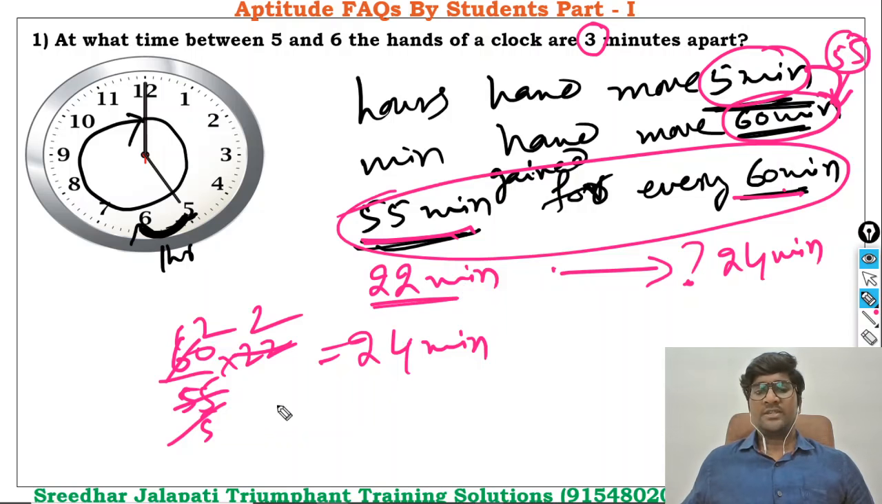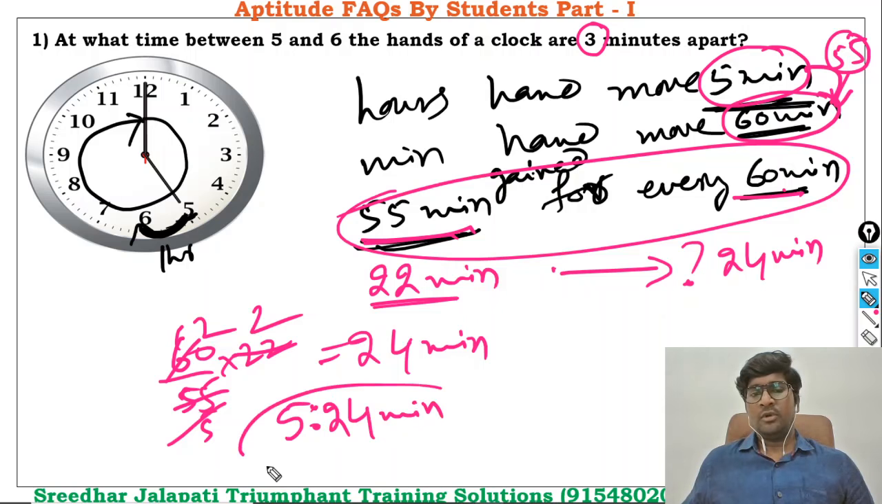Therefore the answer: when the time is 5:24, the space between minute's end and hour's end is 3 minutes apart. When the time is 5:24, the space is 3 minutes apart. And we also have a second case. Let's see what that is.